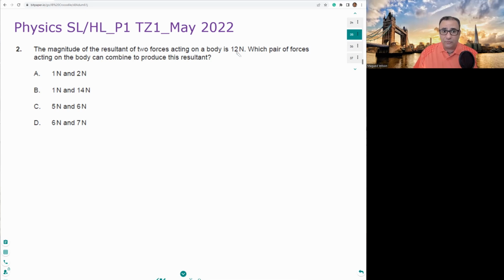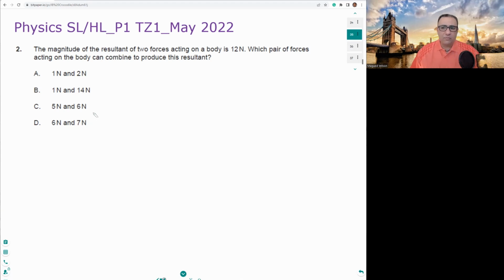The magnitude of the resultant of two forces acting on a body is 12 Newton. This is the resultant force. Which pair of forces acting on the body can combine to produce this result? So when I think about this question and also looking at different options, like, okay, we have 1 Newton and 2 Newton, 1 and 14, 5 and 6, 6 and 7.